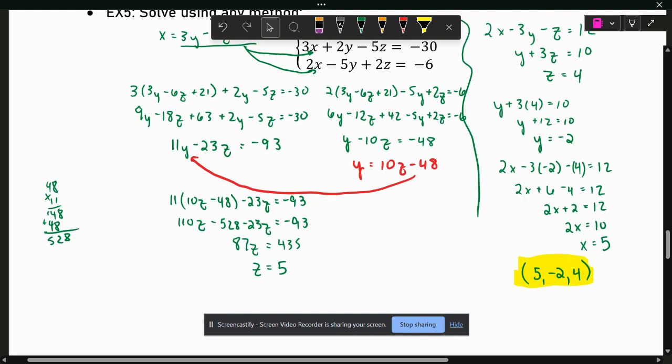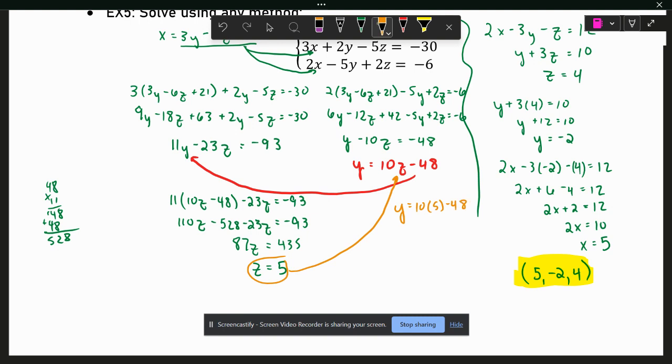So now that I have that, I'll show you in orange. I'm going to take this answer. I'm going to plug it back into this equation where I had y was equal to. So y is equal to 10 times 5 minus 48. So y is equal to 50 minus 48. y is equal to 2.